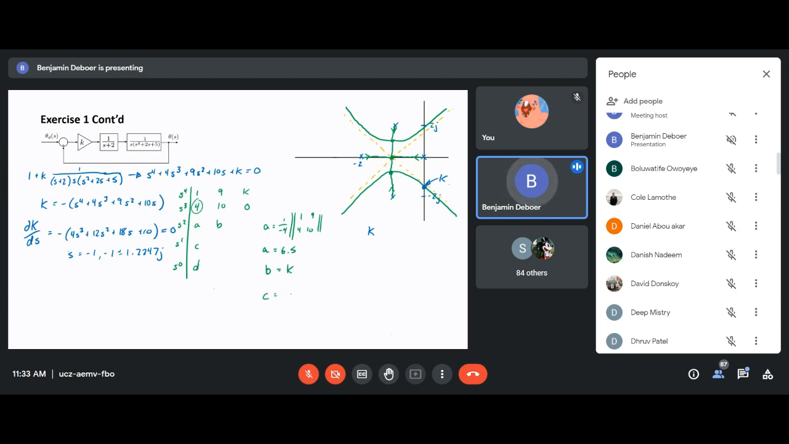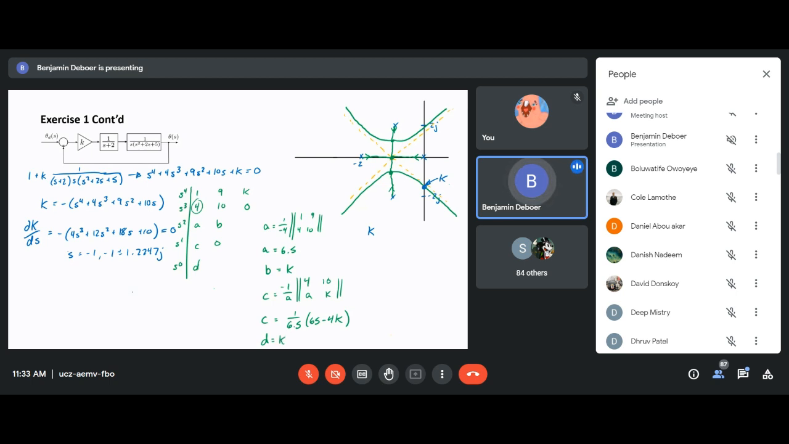Then our C value is going to be negative 1 divided by A, times the determinant of 4, 10, A, and B, which is K. And C turns out to be 1 over 6.5 times (65 minus 4K). And then D is essentially just B, which is K again. So D is equal to K.